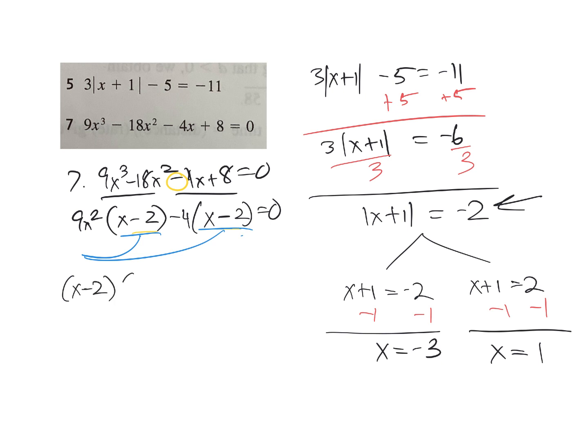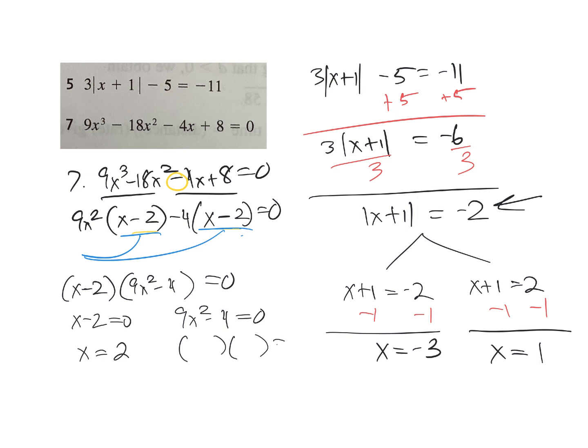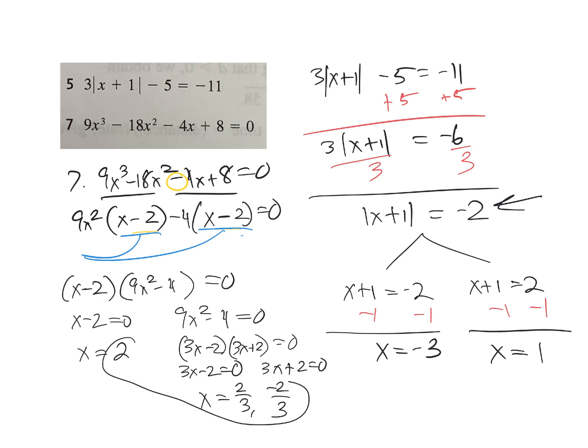And if we factor those out, what's left? We have x minus 2 times 9x squared minus 4 equals 0. All right, so now either x minus 2 is equal to 0, or 9x squared minus 4 is equal to 0. And so if we add 2, we get x equals 2. But here we see we have the difference of squares. 3x minus 2 and 3x plus 2. So 3x minus 2 is equal to 0, or 3x plus 2 is equal to 0. So your answer should be 2/3 or negative 2/3. And don't forget that 2.